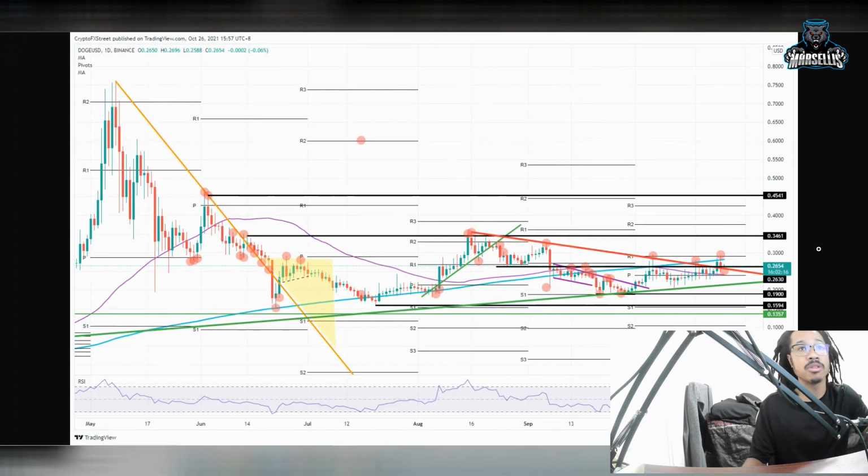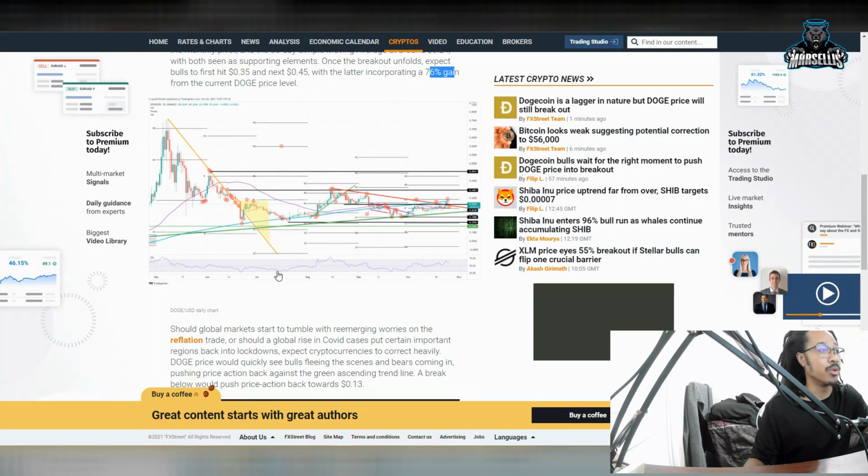So here is the chart that they've been talking about. Our 35-cent resistance here, they pretty much rounded up from 34.61, and our 45 rounded up from 45.41. But yeah, we have a lot of good stuff that's going to be going on here in Dogecoin.